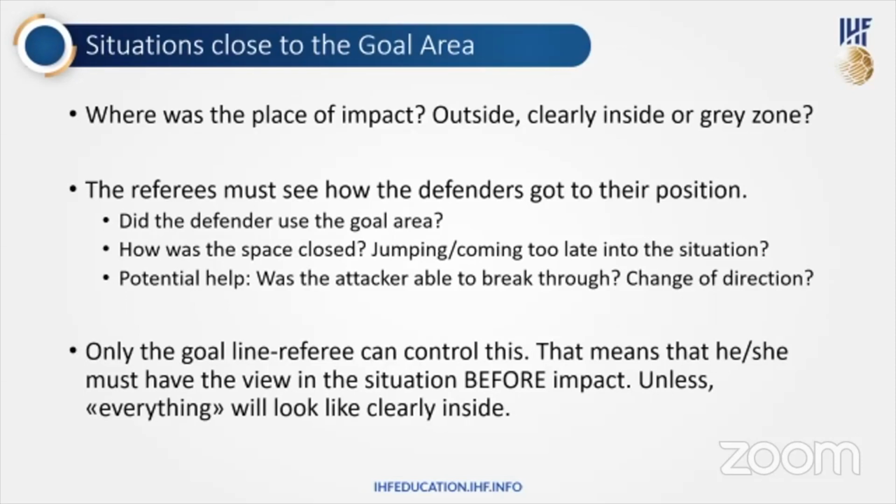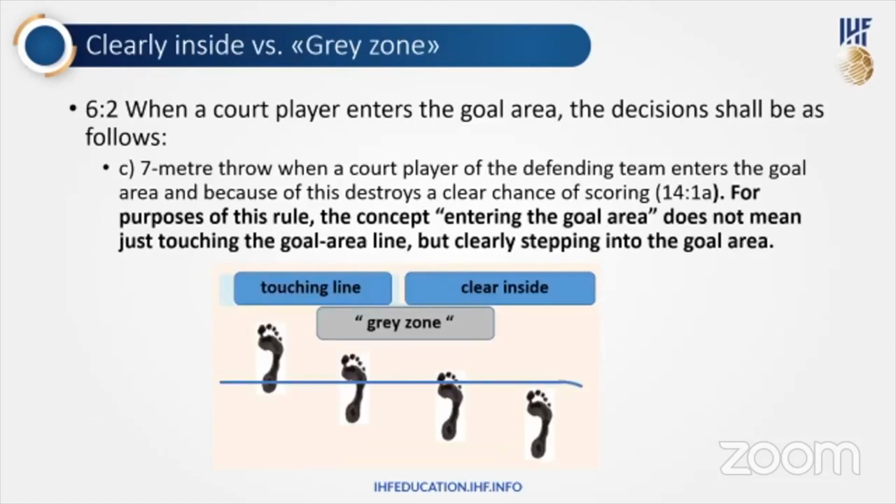But referees, only the goal line referee can control this. And it means that he or she must have the view of the situation before the impact. If you come after the impact, everything will look like clearly inside. And what is clearly inside? In the rules, actually, it's written about the goal area. That when a court player enters the goal area, the decision should be as follows. That's rule 6.2, and point C there concerns our topic here.